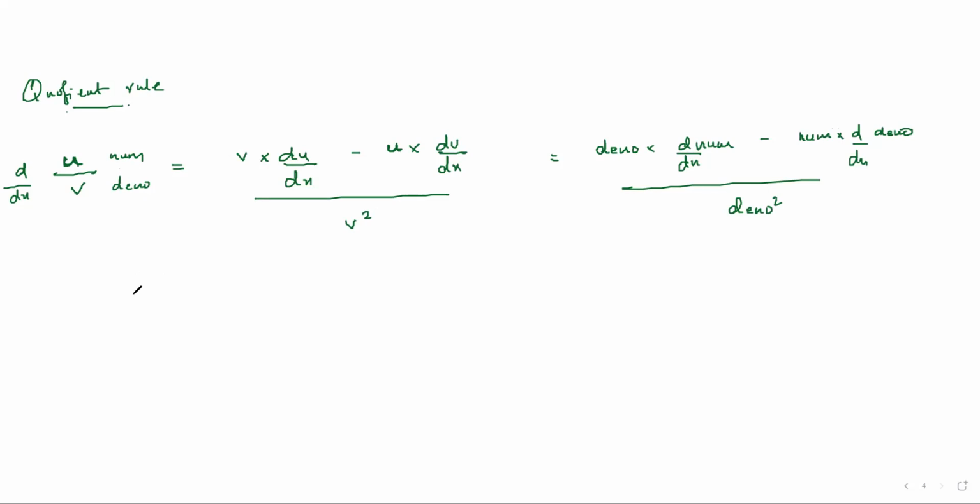So you have a function like this. I'll do an example here. Find the derivative d by dx of e raised to x by tan x. So you have to find the derivative of e raised to x by tan x. So how will you do that?